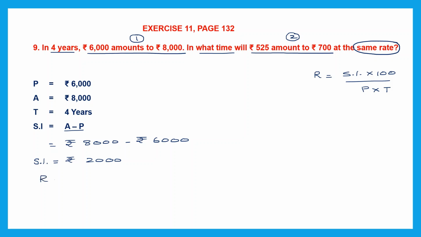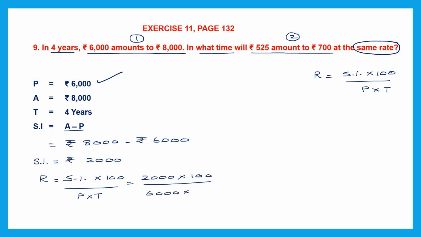So let's write the rate formula: simple interest into 100 divided by principal into time. Let's substitute the values here. Simple interest we just found out to be 2,000 rupees. So that's 2,000 into 100 divided by principal. Principal is given to us already in the question as 6,000 rupees. So 6,000 into time, and time is 4 years.